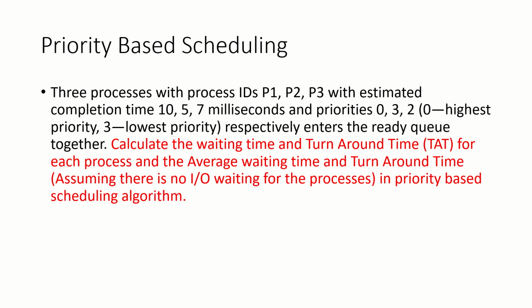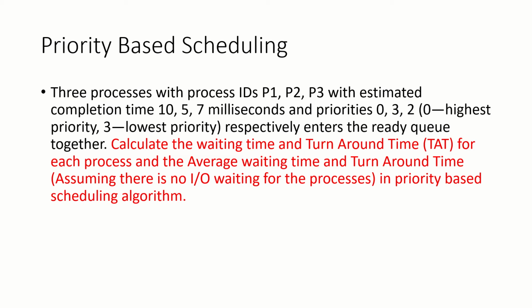Priority based scheduling. Like the previous problems, here also we can see the two conditions, two statements in the same problem. What is that? First, what is given? Three processes will be there with the process IDs P1, P2, and P3. Okay, their estimated completion time is 10, 5, 7 milliseconds. But here, since the name is given priority based scheduling, so we have to consider the priorities of P1, P2, P3. Okay, and that priority is given there. 0 is the highest priority and 3 is the lowest priority.